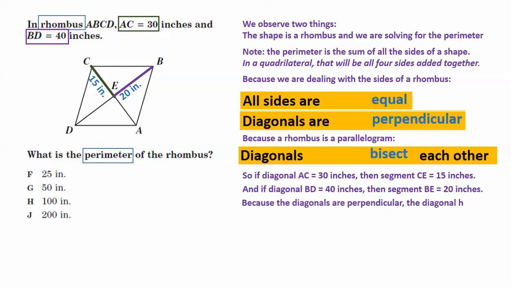Because the diagonals are perpendicular, the diagonal halves become the legs of a right triangle. We'll draw in our 90-degree angle, and if we have 2 legs of a right triangle, I know I can use the Pythagorean theorem to solve for the 3rd side. Remember that the legs will be our A and B, while the hypotenuse of the right triangle, that is the side across from the 90-degree angle, must always be my C. So in a right triangle, A squared plus B squared equals C squared. That is, 15 squared plus 20 squared will equal C squared.